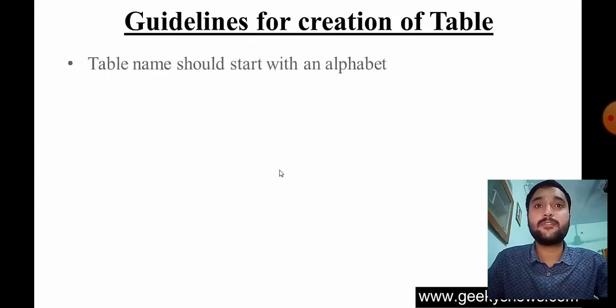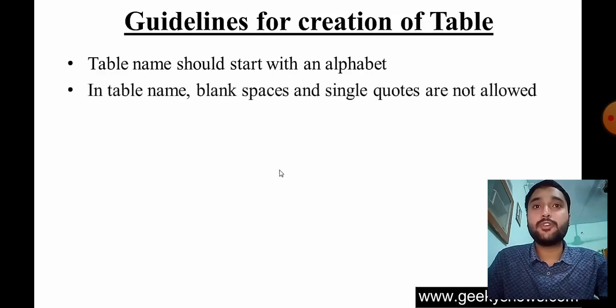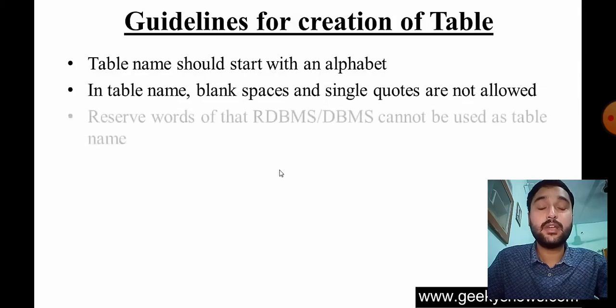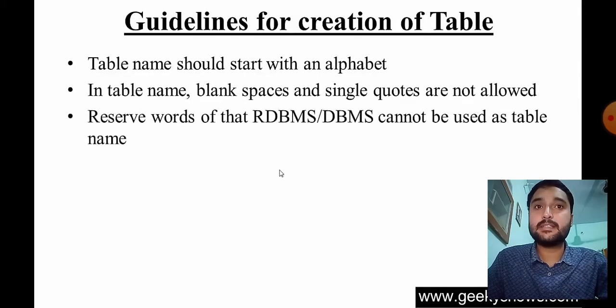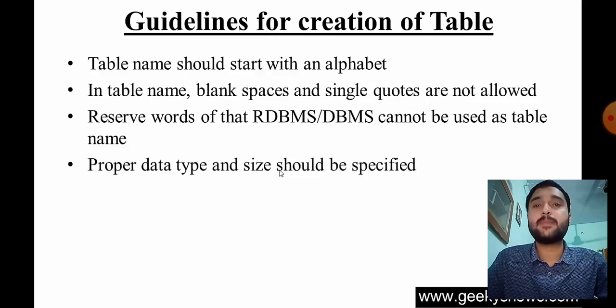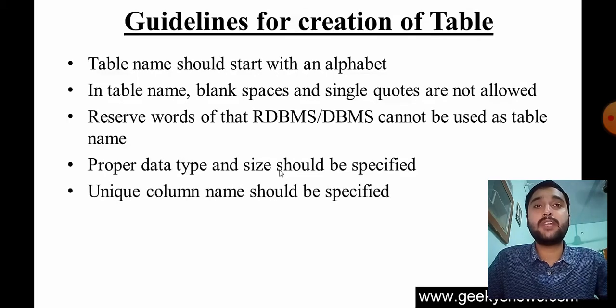We have to care about some guidelines while creating the table. The first one is the table name should start with an alphabet. It should not be numeric. Second, in a table name blank spaces and single quotes are not allowed. Third, reserved words of that RDBMS, DBMS cannot be used as a table name, for example char, integer, etc. Fourth, proper data type and size should be specified, otherwise the creation of the table will not be possible.